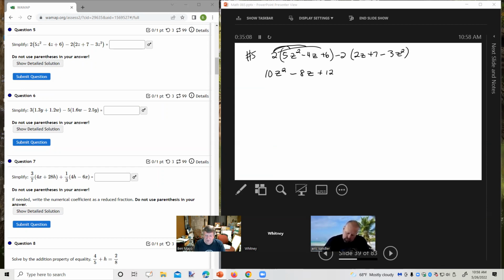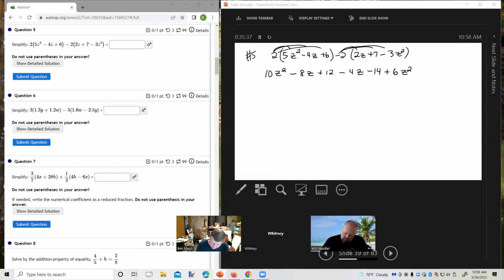Going on to the second set of parentheses, we're going to distribute the minus 2. Minus 2 times 2z is minus 4z. Minus 2 times a plus 7 is minus 14. And minus 2 times minus 3z squared, minus times minus or negative times negative is positive 6z squared.